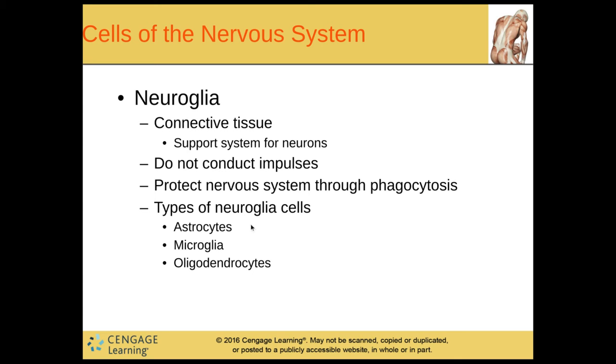So there's different types of this neuroglia cell. We have an astrocyte, a microglia, and this oligodendrocytes. There you go. That's a good word for you.